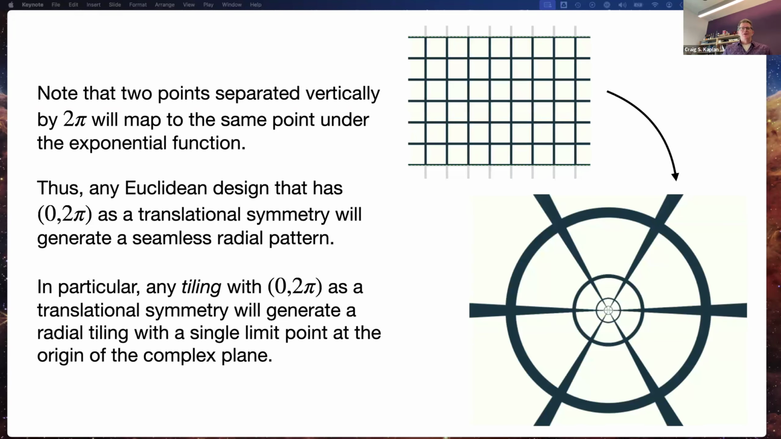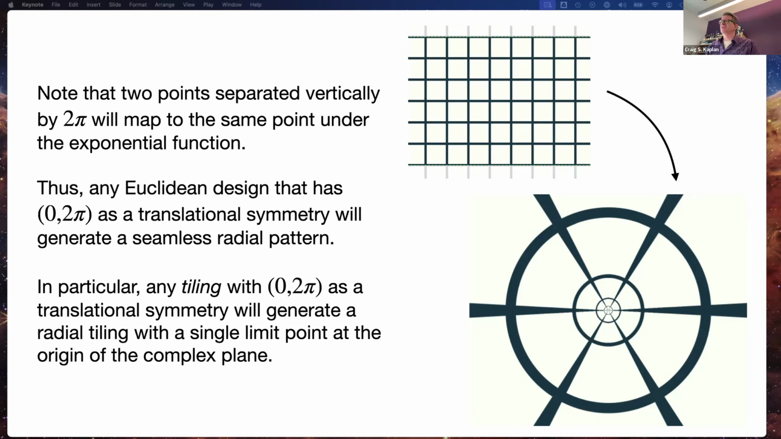And in particular, take a periodic tiling, or even just any tiling that has at least translational symmetries in one direction. Take a periodic tiling that happens to have the vector 0, 2 pi as a translational symmetry, and put that in the plane and pass it through the exponential function. You'll obtain some kind of tiling that grows outward from the origin of the complex plane with ever larger tiles arranged radially around the origin.